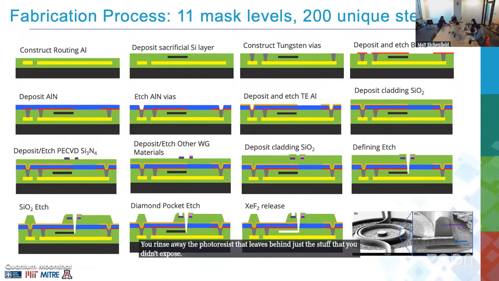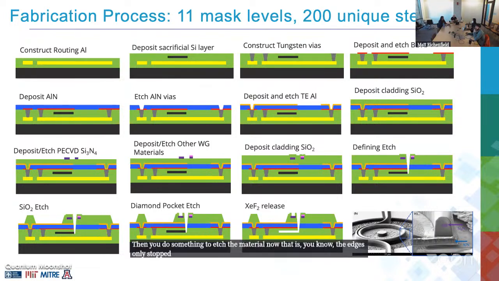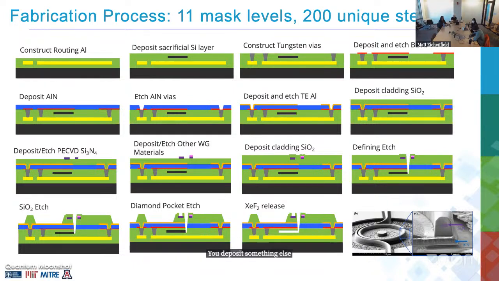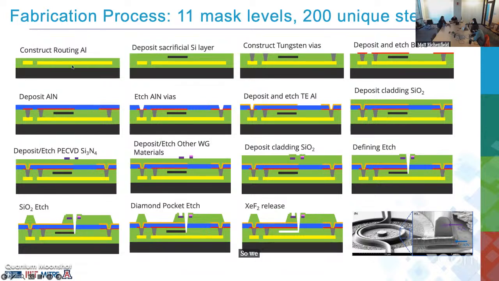Then you do something to etch the material. The etch is only stopped where the photoresist is remaining. So then you transfer the negative of your pattern into your material, and then you rinse away the photoresist, you deposit something else, planarize it, and you do it again, right? So that's exactly what we're doing here. But now we're building a circuit to control light. Okay, so we have our first metal layer.